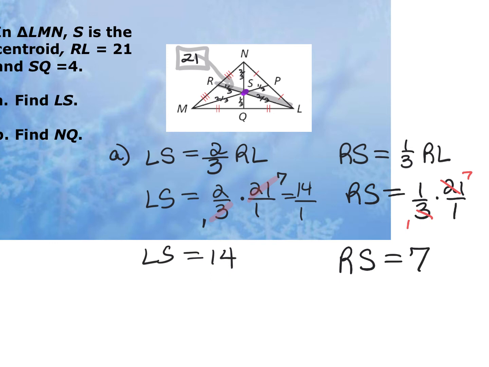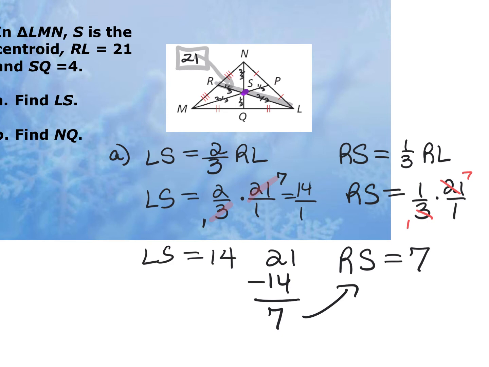Now, technically, if I was asked to find this, if I knew already RL was 21 and I already found the piece LS, I could have also subtracted 21 minus 14 and gotten the length of RS that way as well. So these are all little ways that you can go back and do the problem another way to check your answers. All right, next we're going to find the length of NQ.